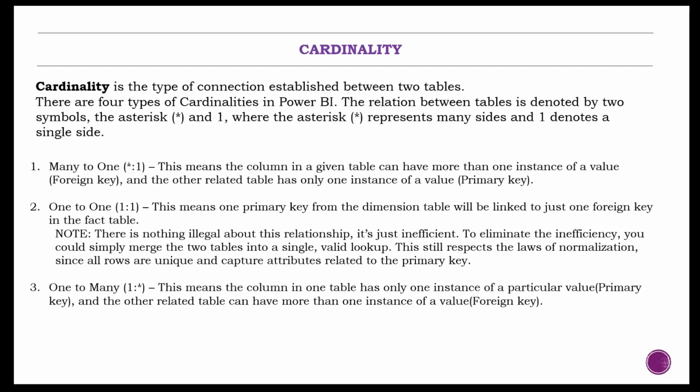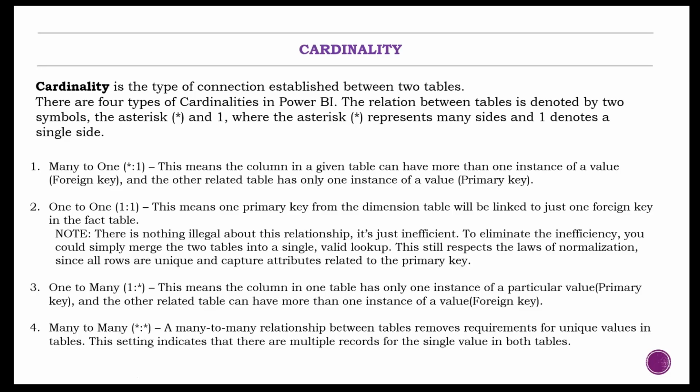We also have the one-to-many relationship, which is the same thing as many-to-one. It means that a column in one table has one instance of a particular value and the other related table can have more than one instance of a value. We also have the many-to-many relationship. The many-to-many relationship between tables removes requirements for unique values in the table. This states that there are many instances of a value in one table and many instances of a value in the second table.